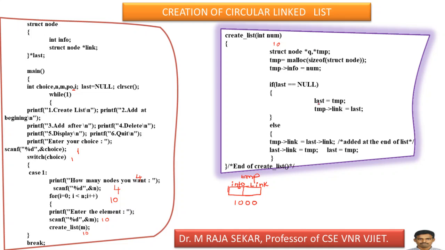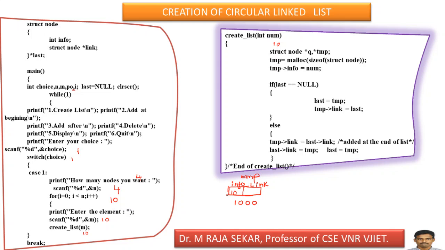What about the next one? tmp->info = num. What is num value here? 10. num equal to 10. tmp->info means this particular field is 10. tmp->info equal to num. What is num value? num value is 10. tmp->info equal to 10.